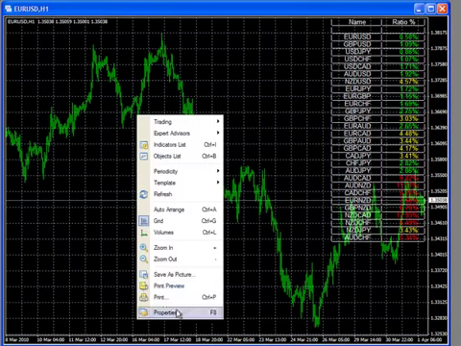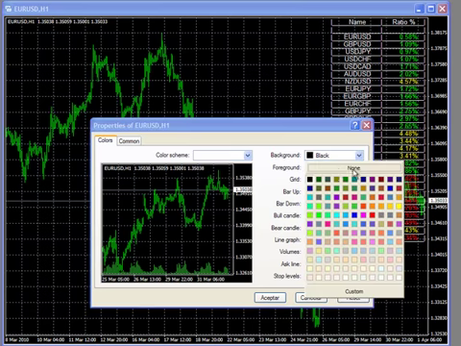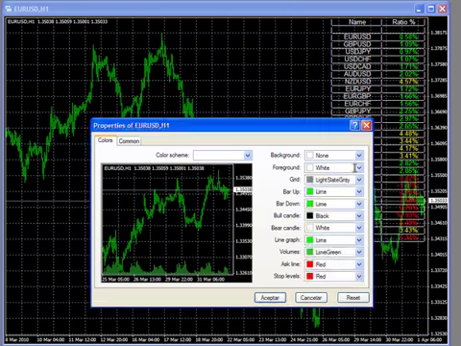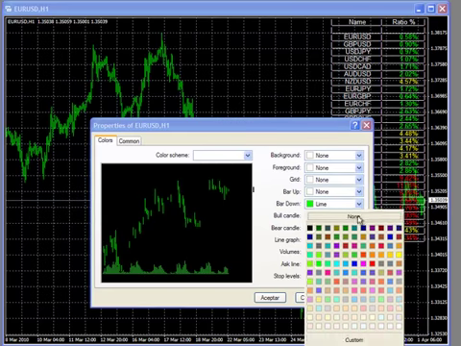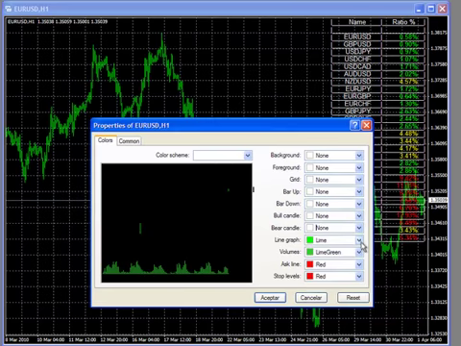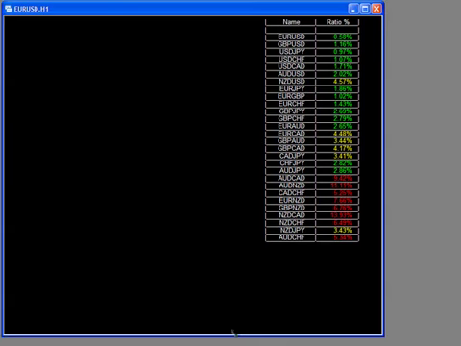Now, let me go into properties, and on the colors tab, I simply need to select everything to none. Everything to none. Just give me a second. This is going to take a minute or two. All right, we're almost done. Okay, there we are. Now we can properly read this indicator.